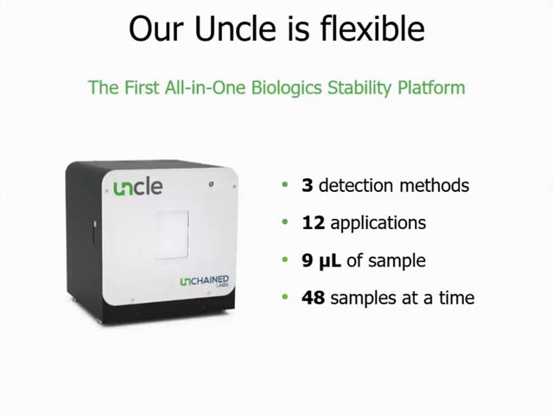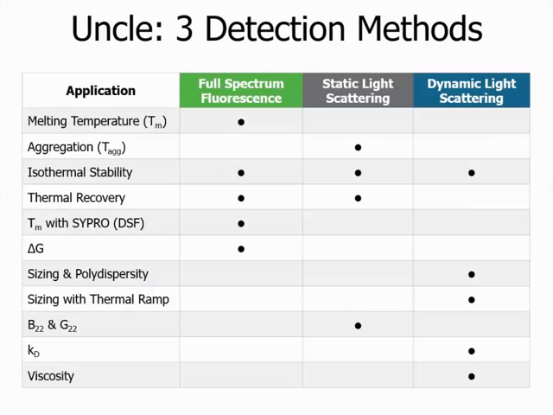Importantly for CIP method development, UNCLE lets you control the temperature your sample is exposed to and uses fluorescence, SLS, and DLS to give insight into the way your protein responds. Here's a look at how our 3 detection methods enable UNCLE's applications. By using all 3 detection methods in unique ways, UNCLE can give insight into the impact of a CIP process on protein unfolding that is not available by using 1 or even 2 of these methods alone.